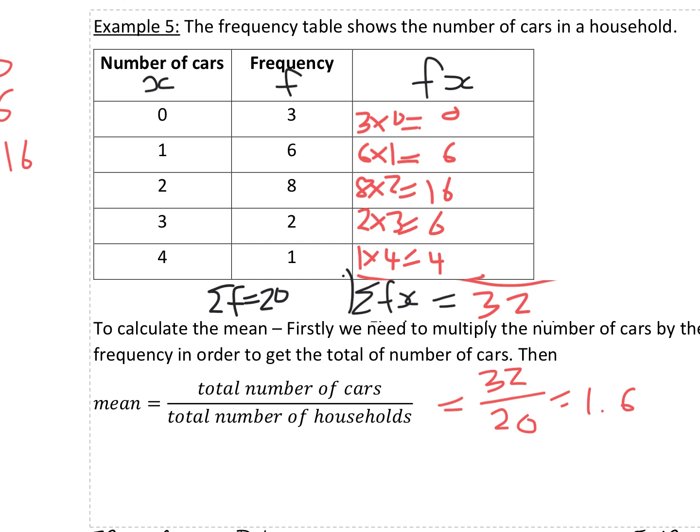Ideally, if I was doing this video again, I would tell you to guess before you start what the answer is, and that'll actually help you make sure you haven't made a mistake. So if I was guessing, I would say, well, look, most of the households are between 1 and 2, so I'd maybe guess 1.5. And then it's 1.6, so I think that's actually a pretty good answer.